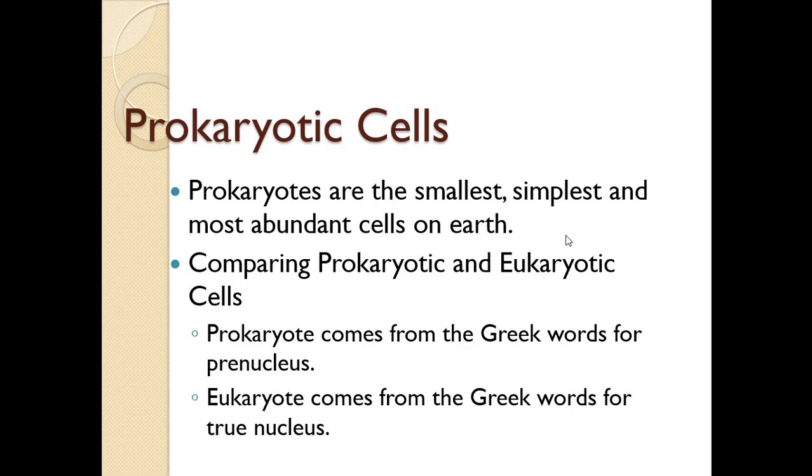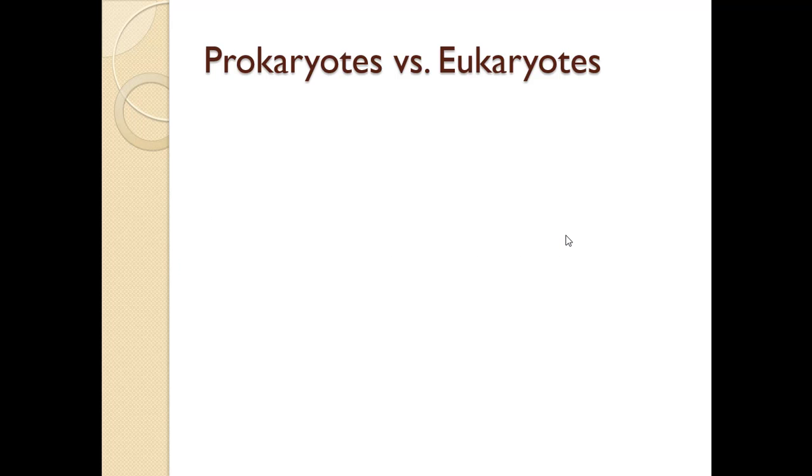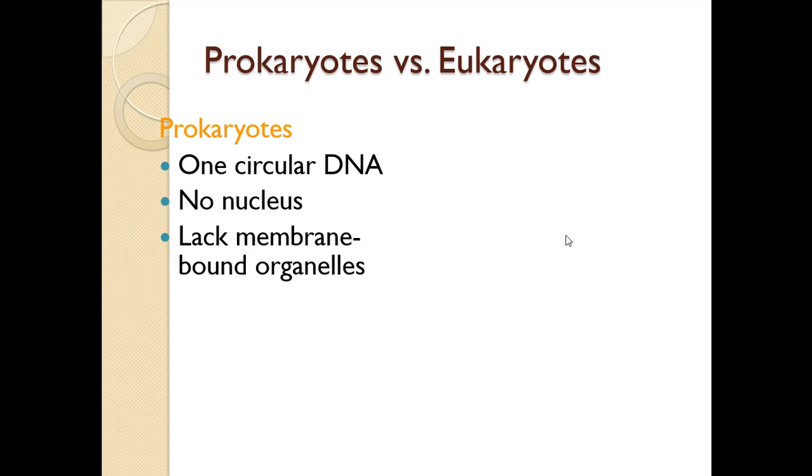Okay, so the bottom line is that prokaryotic cells are the smallest, simplest, and most abundant cells on Earth. Compared to eukaryotes, they have no nucleus. Prokaryote comes from the Greek word for pre-nucleus, or without a nucleus, and eukaryote comes from the Greek word for true nucleus. Some of the other more significant differences: prokaryotes have a circular DNA structure without a nucleus, and they also lack membrane-bound organelles.